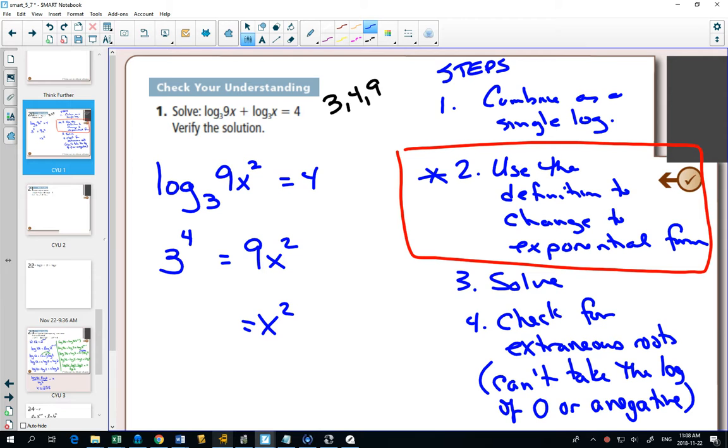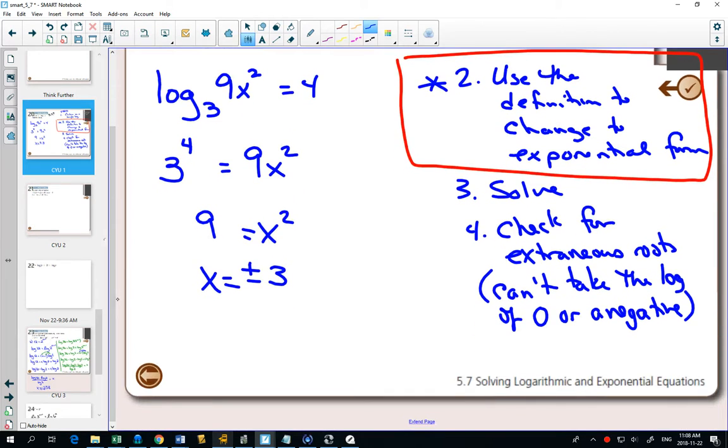3 to the 4 is 81. 81 divided by 9 is 9. And square root both sides. Remember that it could be plus or minus 3. So that solving part, once you've changed it, is actually fairly easy. And we get 2 answers, one where x is positive 3 and one where x is negative 3.